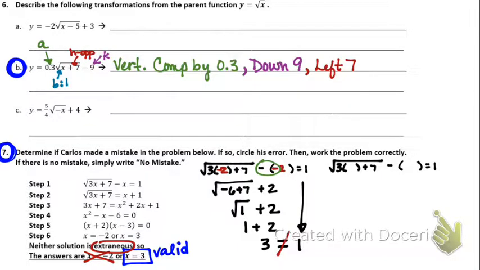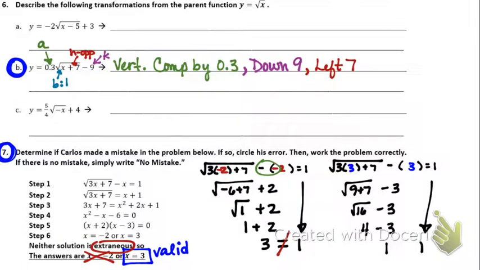But if I do the same thing with a 3 in the place of the x, 3 times 3 is 9. What's 9 plus 7? So I have the square root of 16 minus 3. Square root of 16 is 4, and 4 minus 3 is 1. This one works. The other one didn't. It's mainly those signs you got to watch out for on this one. Be very careful about your signs.